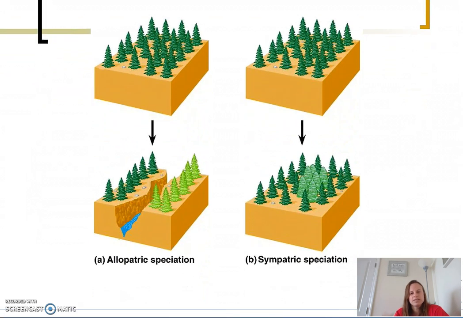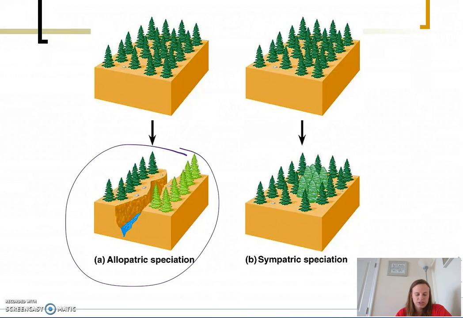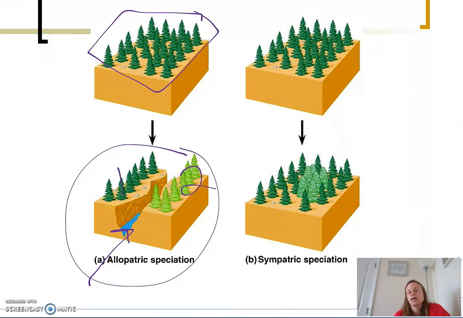But first, check out this image. Do you see how in allopatric speciation, there is this geographic barrier, a river which cut through that rock, creating two sides, where now I've got a species of trees that originally started out as one species has now become two species. An example would be the Grand Canyon.